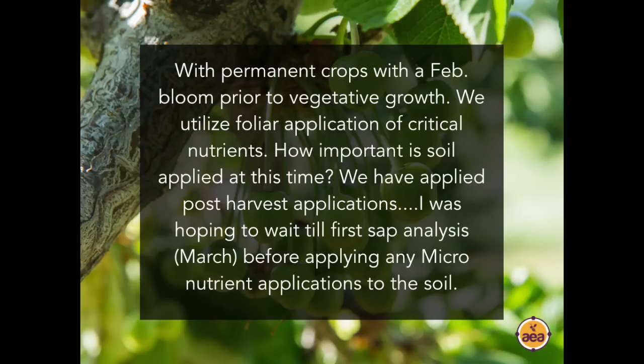Another question from Jim. Hi, Jim Pingree. With permanent crops that have a February bloom prior to vegetative growth, we utilize foliar applications of critical nutrients. How important is soil applied at this time? We have already applied post-harvest applications. I was hoping to wait till the first sap analysis in March before applying any micronutrient applications to the soil.